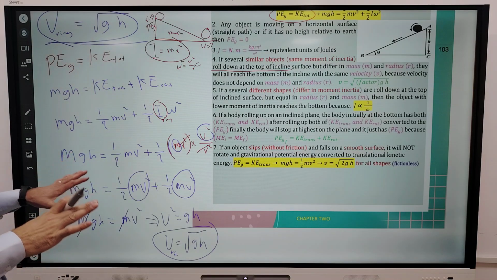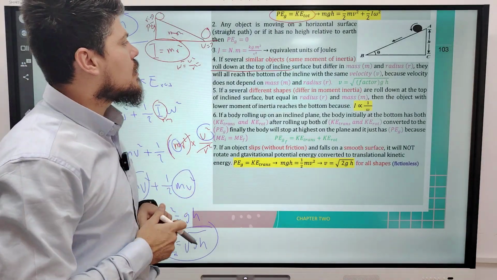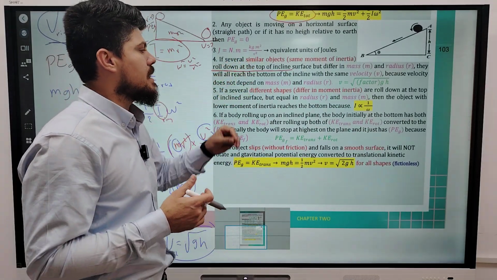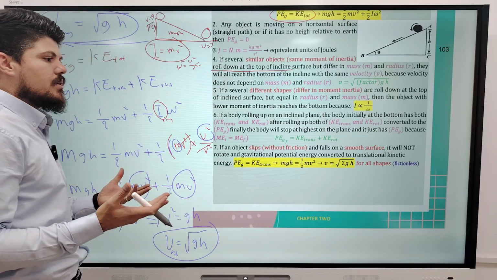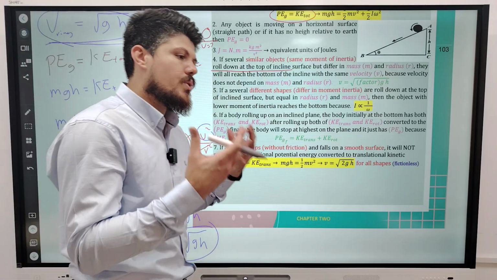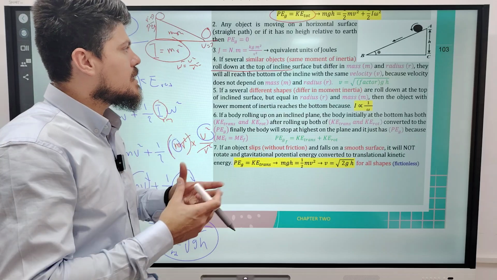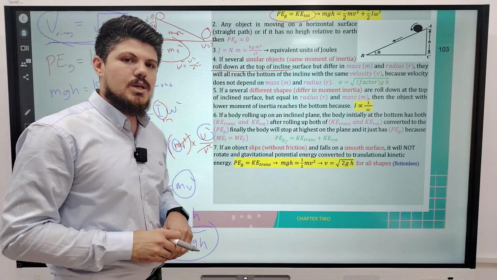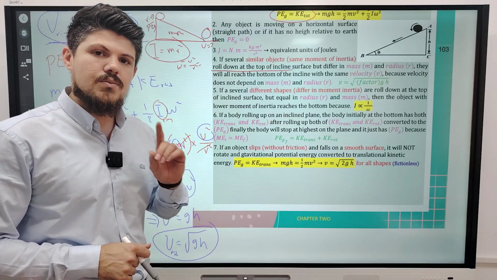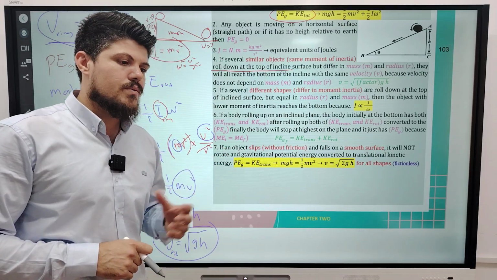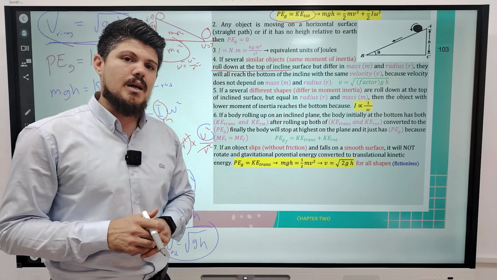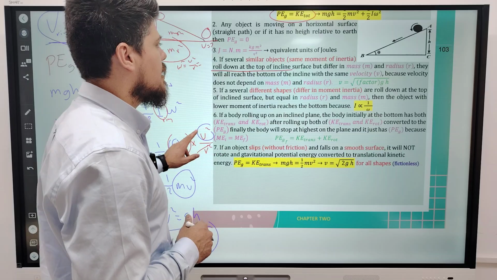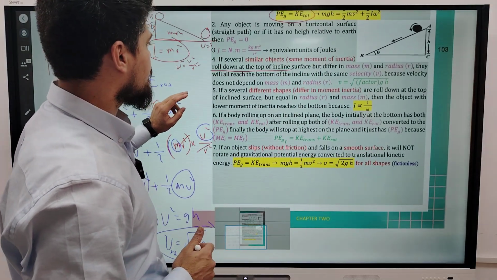Okay, so that is why if you have some similar objects, that they have the same shape. For example, if you have several rings rolling down from this incline with different mass and different radius, in that case both objects reach the bottom of the incline together, because the velocity of the ring does not depend on mass and radius. Instead, it depends on the height of the incline and the shape of the object.